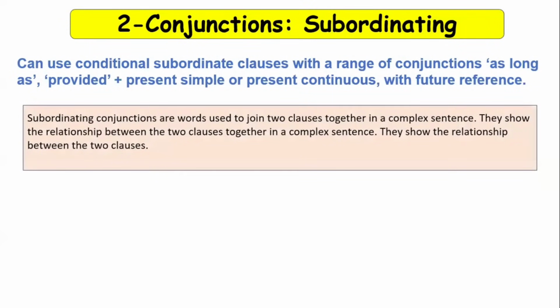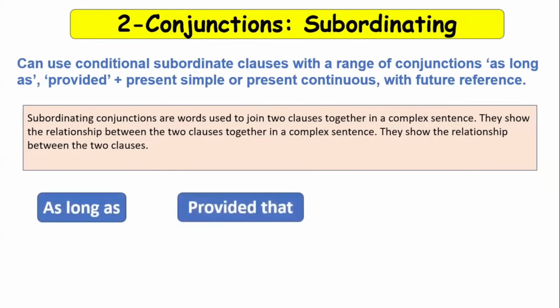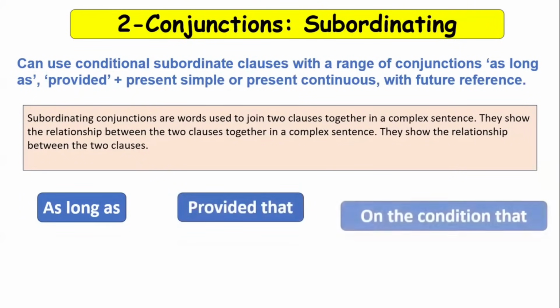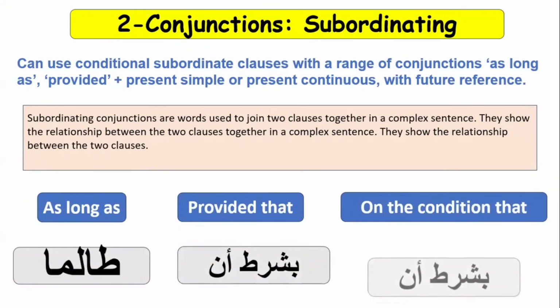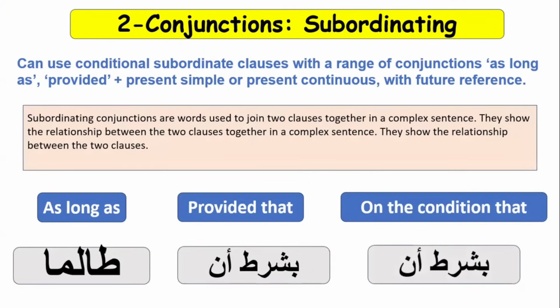As we said before, subordinating conjunctions are usually words used to join two clauses, يعني جملتين, together in a complex sentence. They show the relationship between the two clauses. Okay. The specific words we have to focus on are as long as, provided that, on the condition that. As long as يعني طالما, provided that بشرط, on the condition that, also بشرط أن.